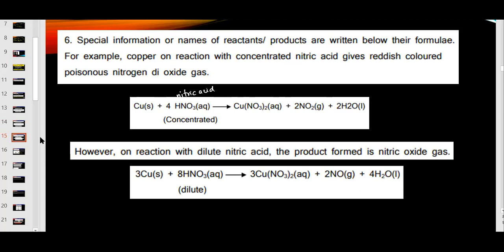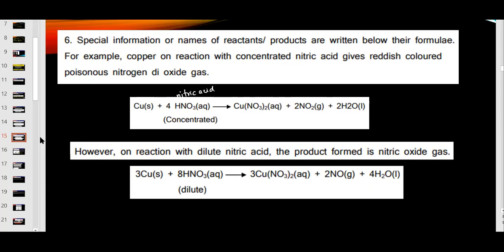If you don't know which one it is, and you want to perform this reaction in the laboratory, if you use a dilute one, then you may not get the product that you want to get. So it's important to mention whether the solution is dilute or concentrated. There are only a few acids which you get in both dilute and concentrated form. Nitric acid, HNO3, is one of them.